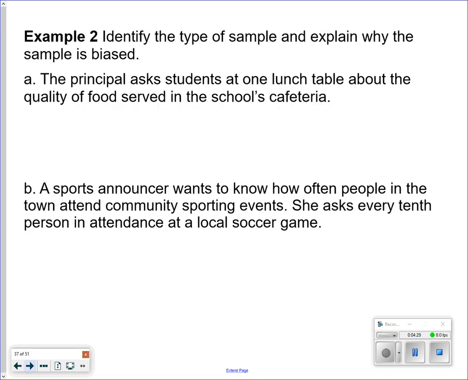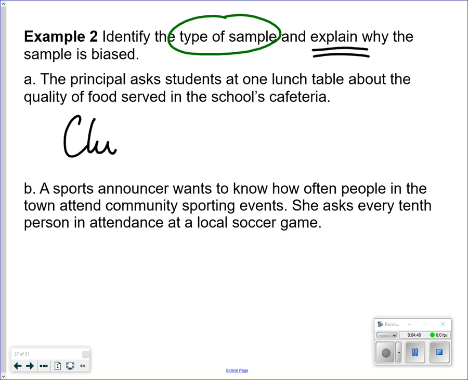Now, let's talk about why these different things are biased. And again, we identify the type of sample, going back to what we talked about just a little bit ago, and then explain why the sample is biased. The principal asked students at one lunch table about the quality of food served at the school's cafeteria. First of all, I would consider that to be a cluster again, because you're talking about one table, and students are divided up into tables. So again, divided up into groups, and you talk to everybody in one group.